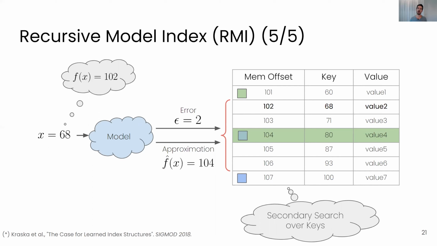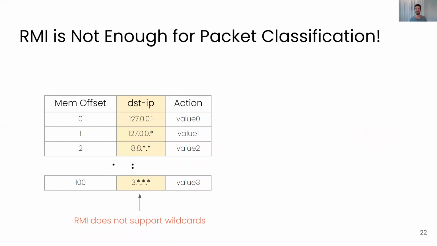So this is how RMI works and trades memory accesses with computations. Now, we ask ourselves whether RMI is suitable for the job of packet classification. The answer is no. And the main reason is that RMI does not support wildcards. Let's see it in action.